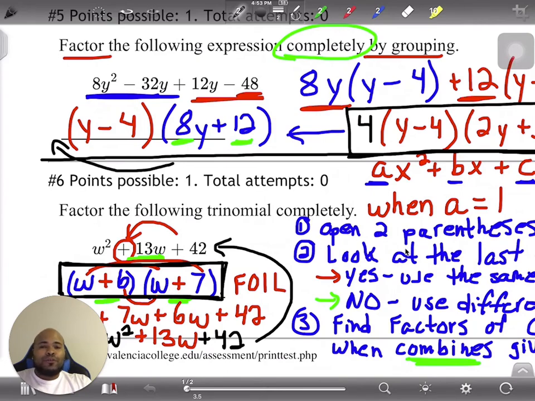So that's how you factor quadratic trinomials when A equals 1. If you need to know how to factor when A does not equal 1, then continue watching the video for factoring expressions. Thank you.